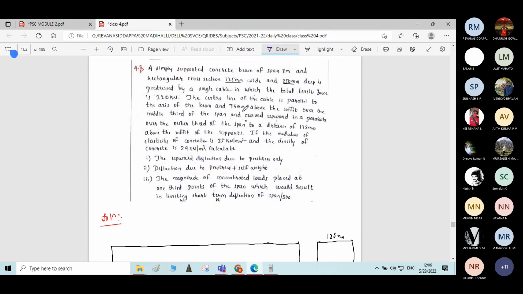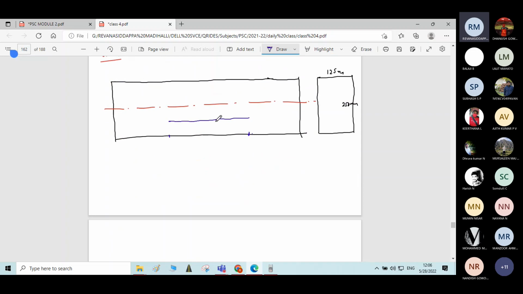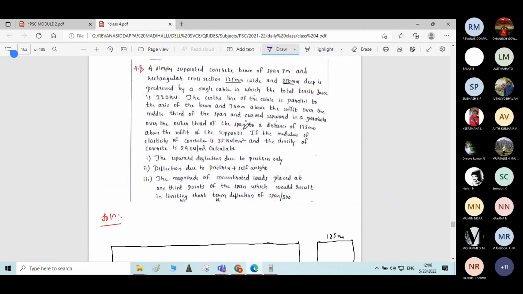The central line of the cable is parallel to the axis of the beam and 75 mm above the soffit over the middle third of the span. Okay, and it is a straight cable for the middle third portion of the beam, and it is at a distance of 75 above the soffit of the beam.